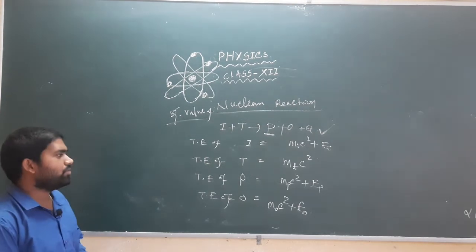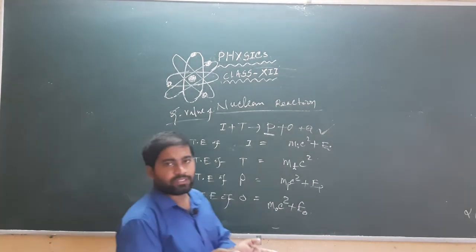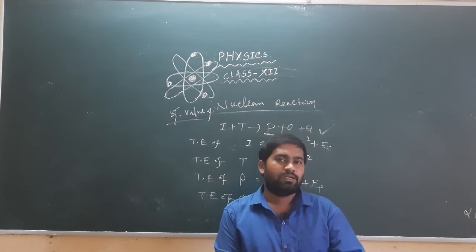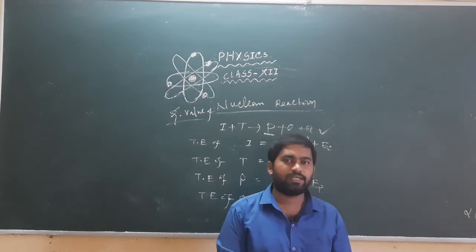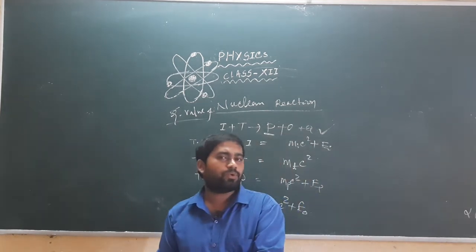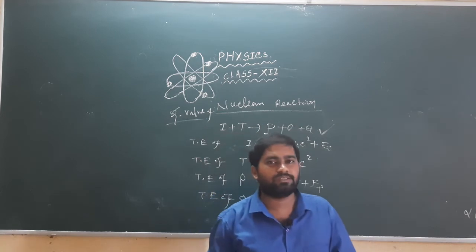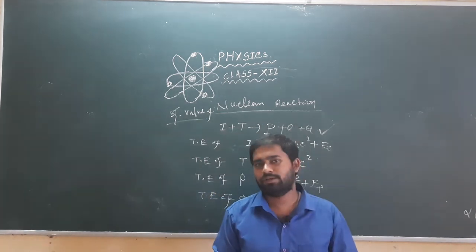So if we take the difference between the energy on the reactant side and the energy on the product side, then we can measure the Q value of the nuclear reaction.